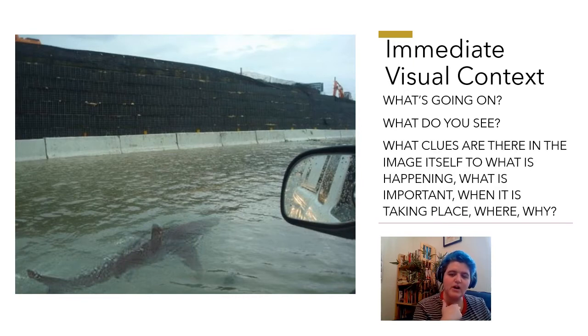And then part of immediate visual culture are what clues there are as to what's happening, what's important, when it's taking place, where, and why. So you're just kind of searching the image for some clues. So if I look more closely, I can see there's like a front loader up here.